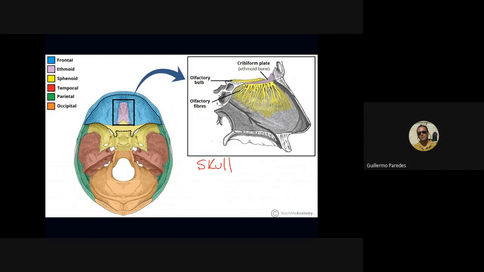Next. This is divided into the cranium and the facial bones. So, facial bone. We don't have one bone. We have many bones. All the bones that are on the face are part of the skull. And everything that is behind the facial bones is called the cranium. Cranium, facial bones. Facial bones, cranium. You okay with that?